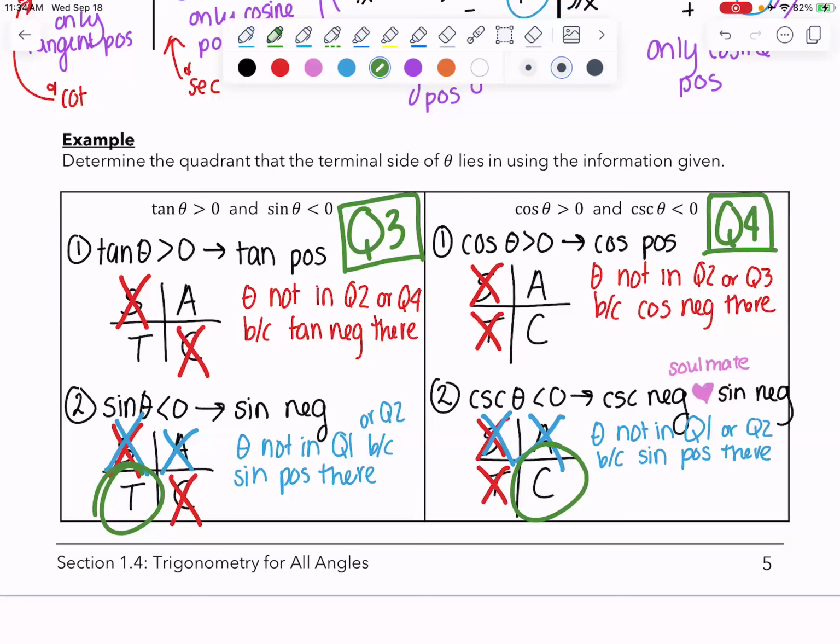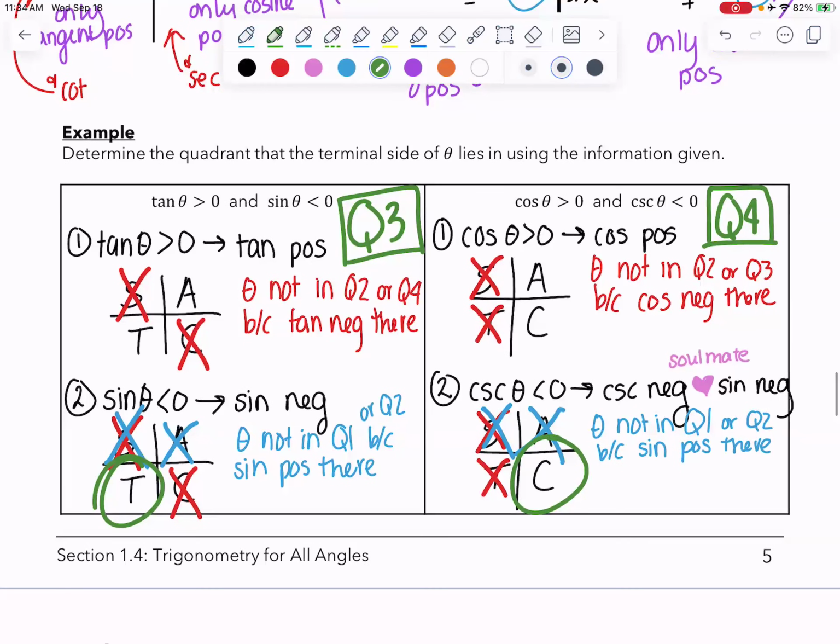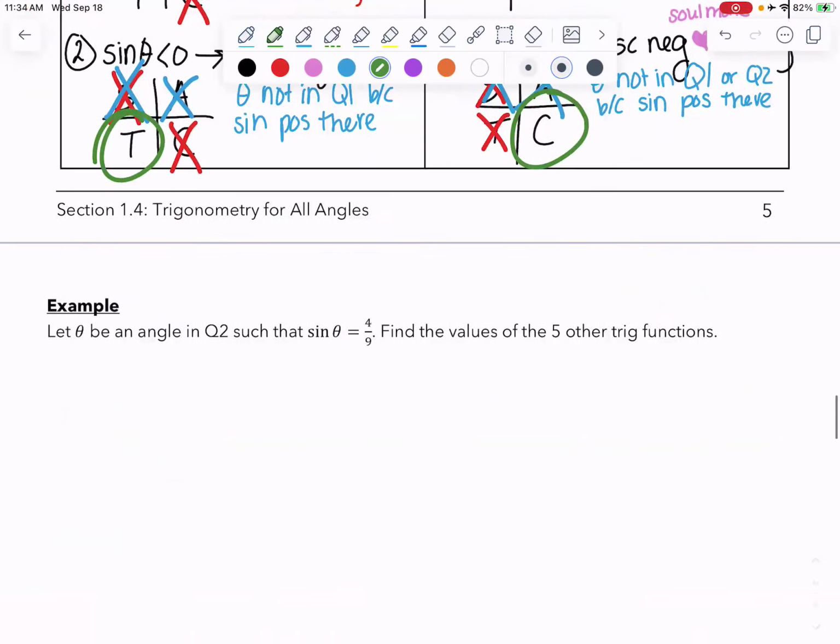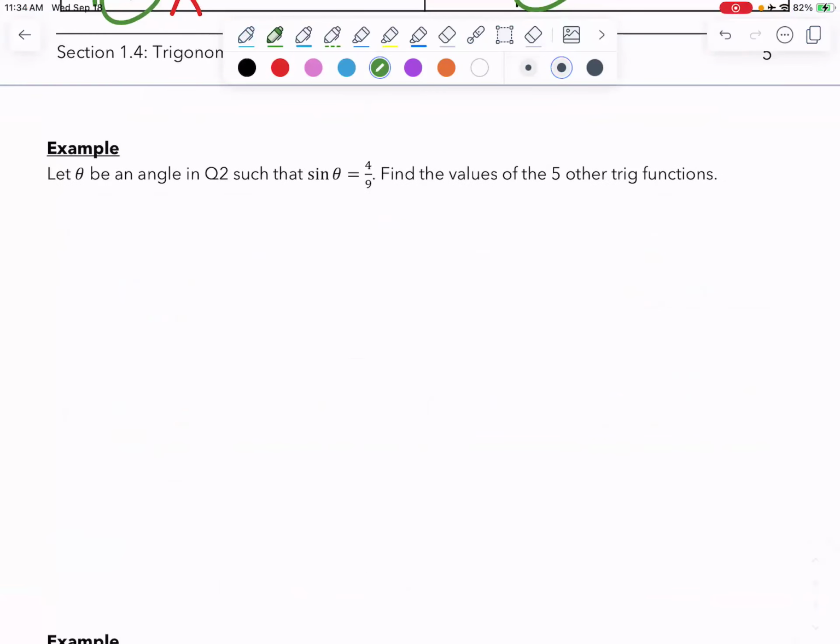I think it's a lot of fun. I think it's fairly simple, and it's soothing in a way, right? Just kind of follow the algorithm. All right, I love doing these next two. So let theta be an angle in quadrant 2 such that sine of theta is equal to 4/9. Find the values of the 5 other trig functions.